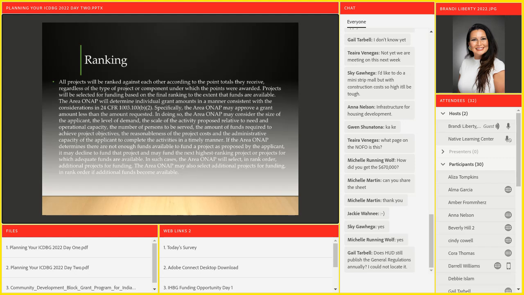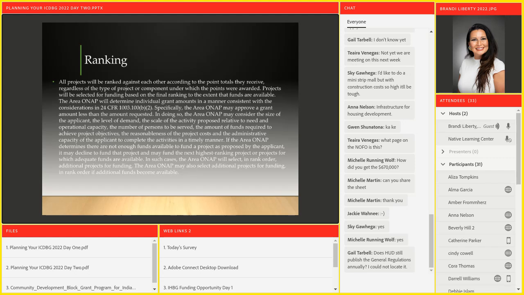If the area ONAP determines that there are not enough funds available to fund a project as proposed by the applicant, it may decline to fund that project and may fund the next highest level ranking project or projects. In such cases, the area ONAP will select in rank order additional projects for funding.